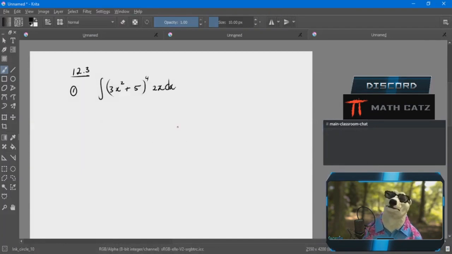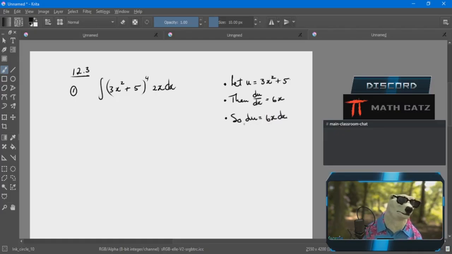So with enough practice, you start to see, what do I watch out for? What's my thought process here? If I see a function of a function, it's substitution. Let u be my inside function, which is obviously 3x squared plus 5. Then the derivative is 6x. And so if I separate the variables, I get 6x dx.